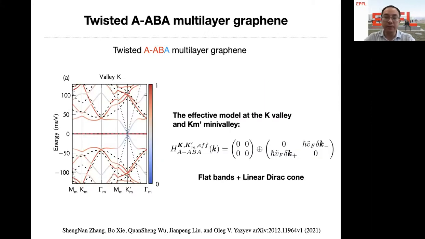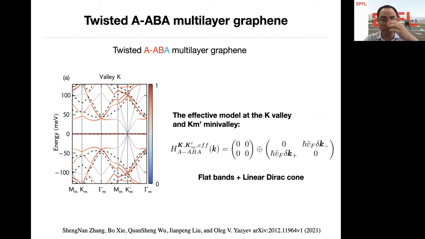We also studied twisted mono-trilayer graphene, and the effective model at the K_M and K_M prime valleys is like this. This can be regarded as a flat band plus a linear cone. The flat band comes from the twisted mono-bilayer graphene, plus a linear graphene.